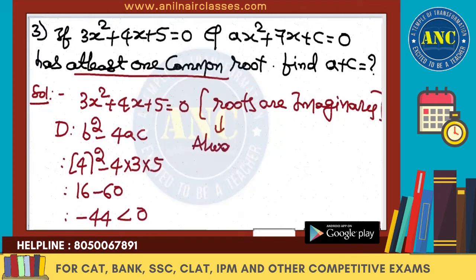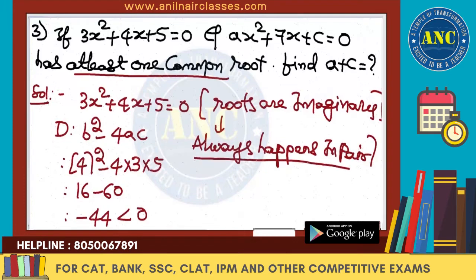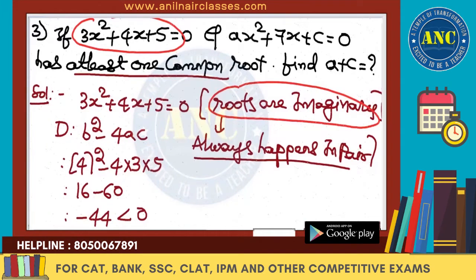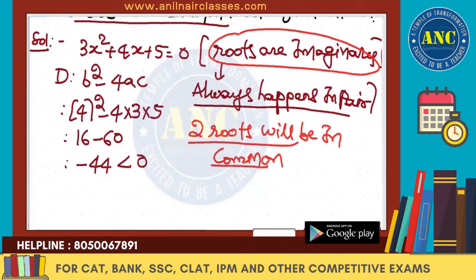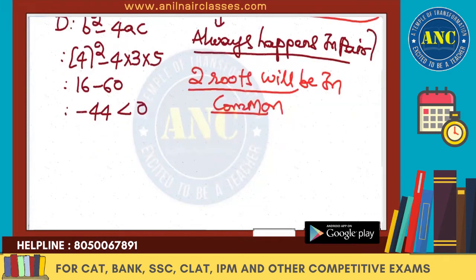Next point: imaginary roots always happen in pairs. So if this equation has roots that are imaginary, that means two roots will be common. It cannot have one root common because if the roots are imaginary, roots will always happen in pairs.